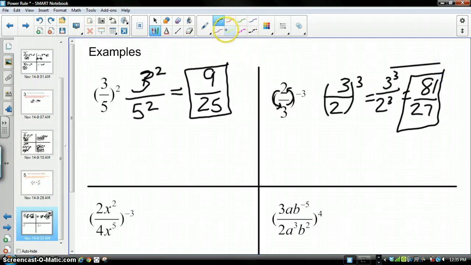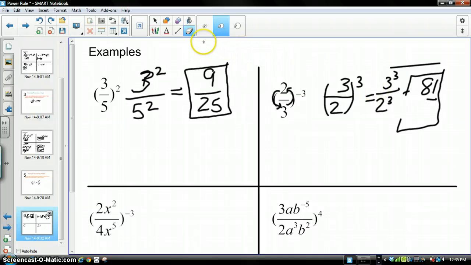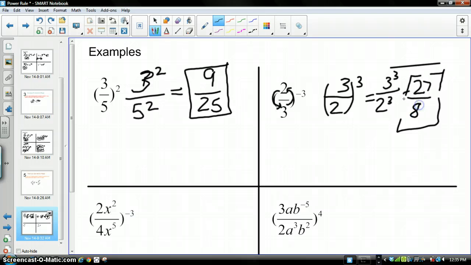And 2 to the third is not 27. I'm sorry about that. 2 to the third is 8. So I will change that. And 3 to the third is also not 81. So 3 to the third is 27, and 2 to the third is 8. Sorry about that. That cannot be simplified anymore. So that is our final answer.